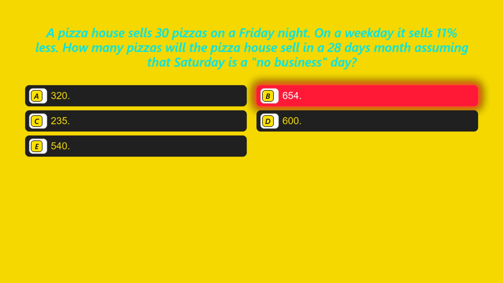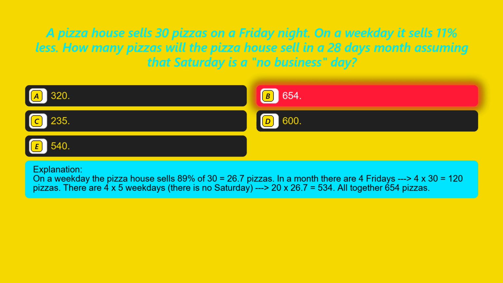The correct answer is option B, 654. On a weekday the pizza house sells 89% of 30 equals 26.7 pizzas. In a month there are 4 Fridays, 4 x 30 equals 120 pizzas. There are 4 x 5 weekdays, there is no Saturday. 20 x 26.7 equals 534. Altogether 654 pizzas.